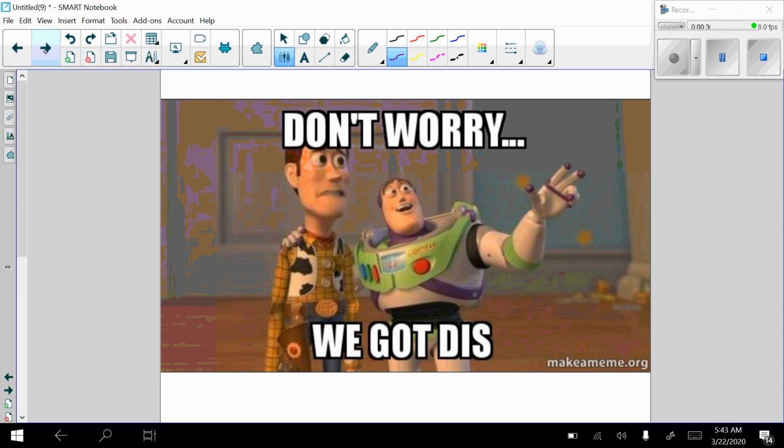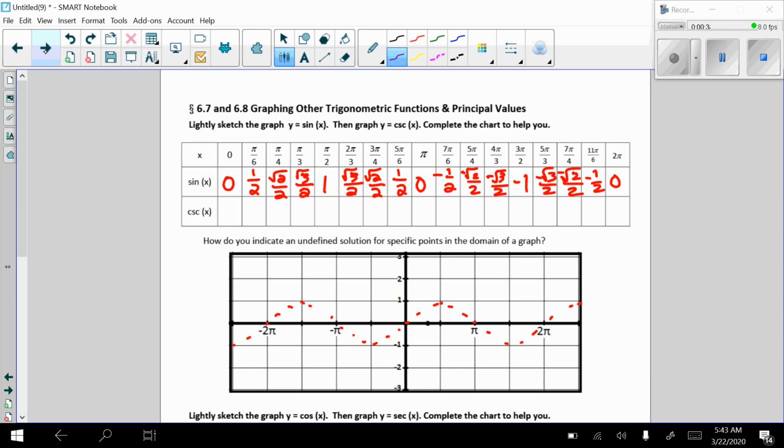So, I know you have those packets, and we left off just about ready to start section 6.7 and 6.8. And what we're doing in this section is we're going to be graphing the reciprocal functions that we're working with. So the reciprocal of sine is cosecant. So we're going to graph the cosecant function. So you should already know all the values of sine. And what I've done here, and I'd like you to do, is graph very lightly a sine curve.